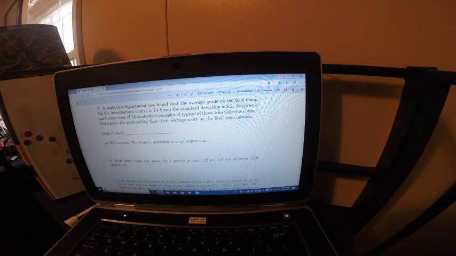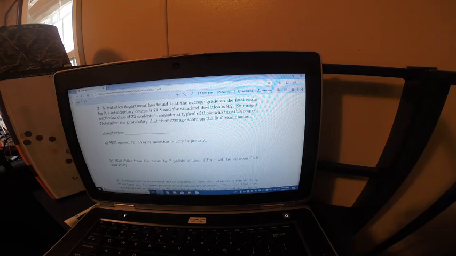The first thing it asks you for is the distribution. Next thing we look at is for part A, it says, will it exceed 76? Proper notation is important. And B says, will differ from the mean by 2 points or less, which means that it'll be between 72.8 and 76.8. Let's go to the board and solve question number 3.